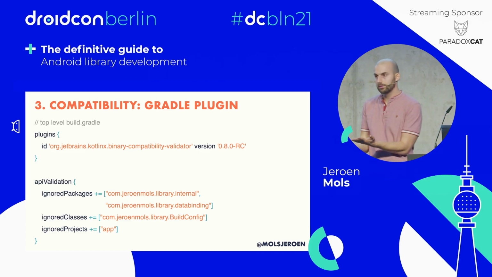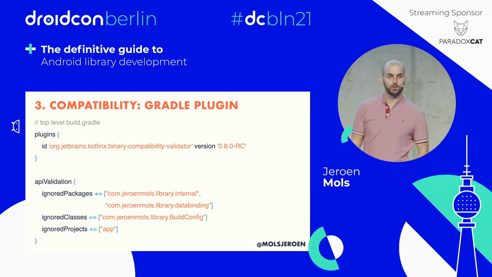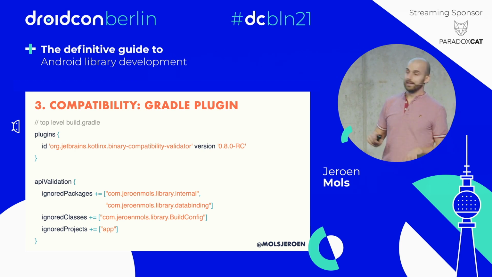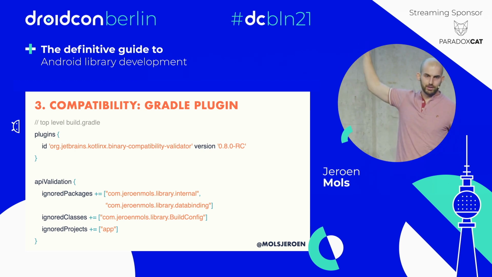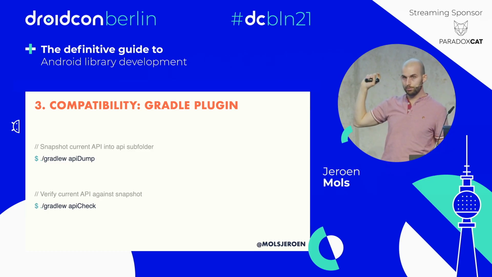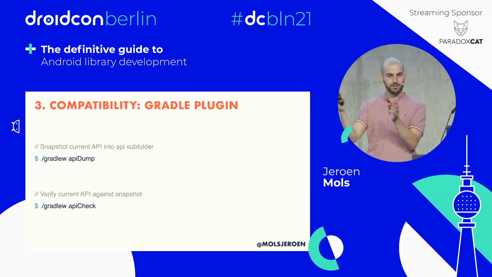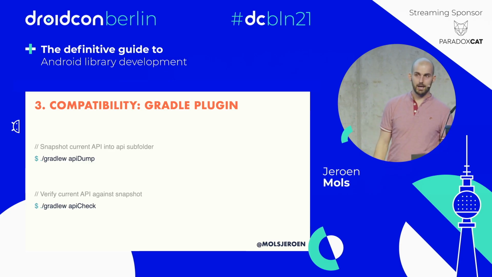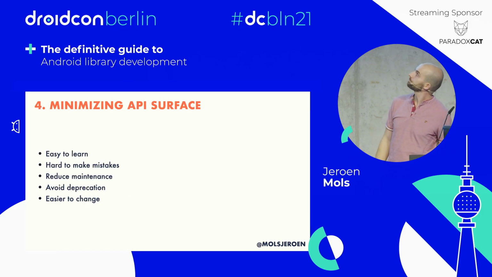But a simple tip I can give you now is there is actually a plugin provided by the Kotlin team. You can just apply it, set up some configuration, and if you then run the task apiDump, it's going to take a snapshot of your public API. And if you then run the task apiCheck, it's going to check all of the changes that are currently in your code base against that snapshot. So this is a way to make sure that you're maintaining source and binary compatibility.